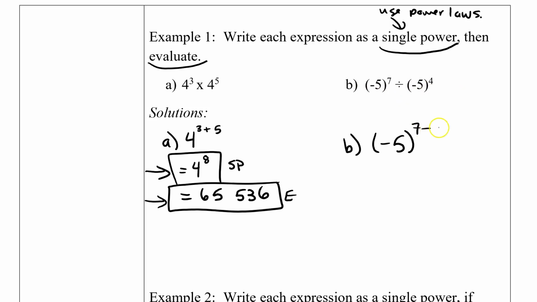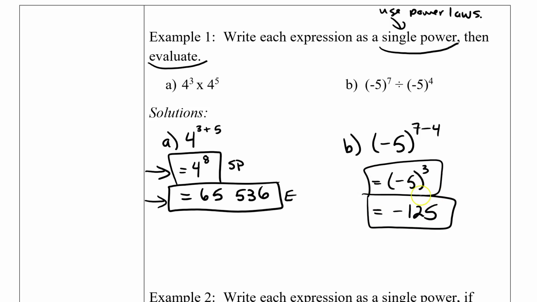So 7 minus 4, which is going to be -5 to the power of 3, which is going to be -125. I can just know that from my head. Now, there are two parts of the answers. This one right here, which is our single power, and this one right here, which is our evaluated version.